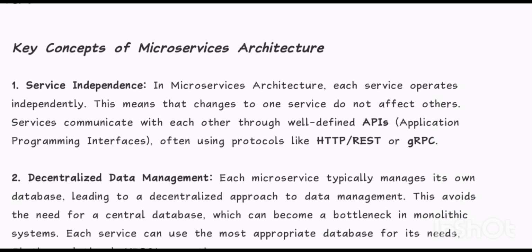Key concepts of microservices architecture. 1. Service independence. In microservices architecture, each service operates independently. This means that changes to one service do not affect others. Services communicate with each other through well-defined APIs, application programming interfaces, often using protocols like HTTP REST or gRPC.